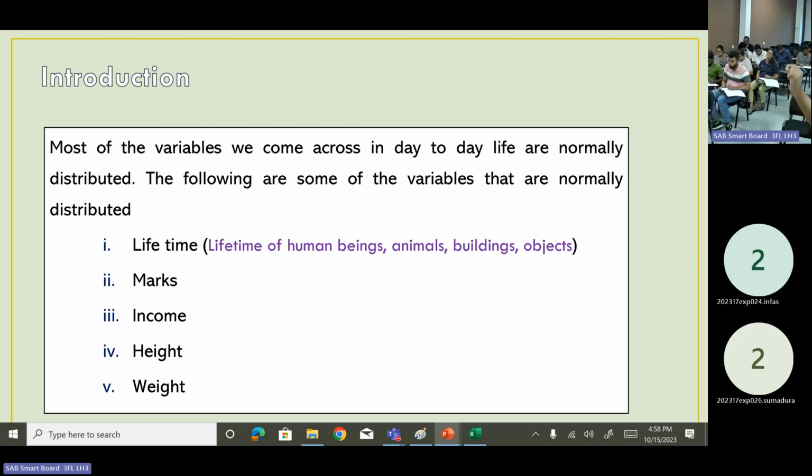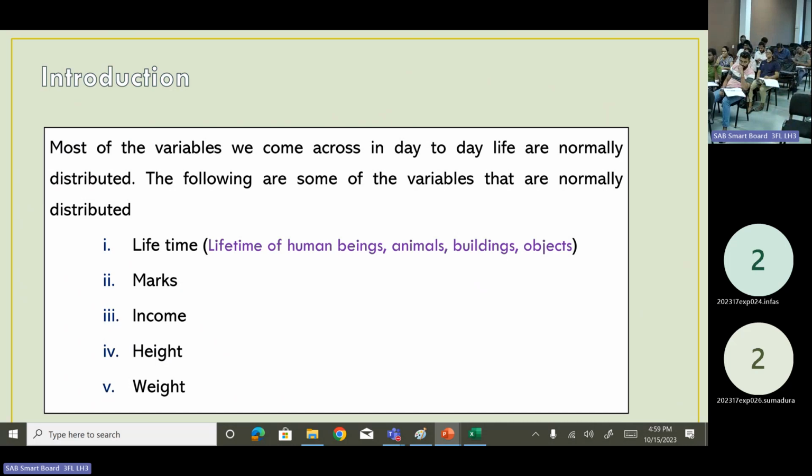So why am I giving you this list? In a problem, if they talk about one of these variables, they won't tell you that it is normally distributed. We have to know that it is normally distributed. If they talk about lifetime or marks in a problem, they won't tell you that this is a normal variable. Otherwise, if they talk about a new variable, then they will tell you it is normally distributed or approximately normally distributed. So these are the ones.